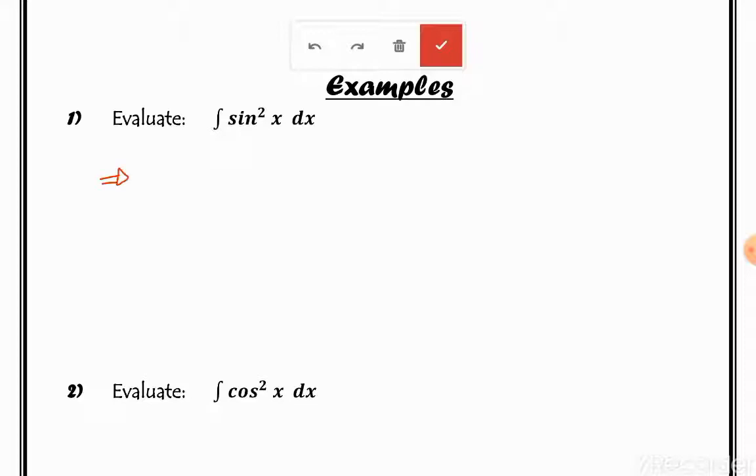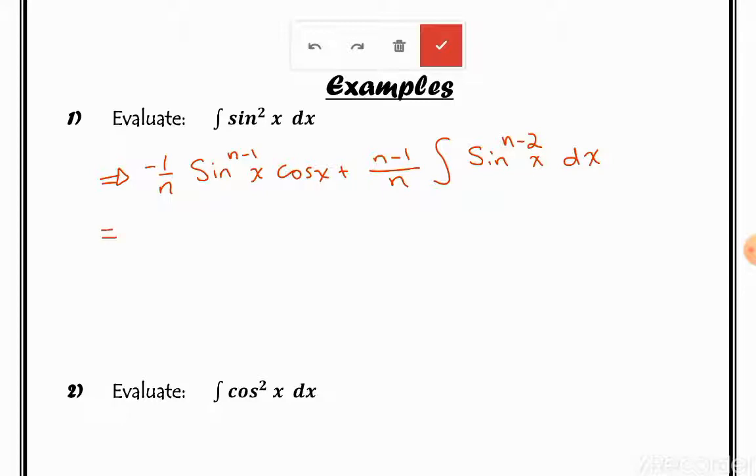I'm going to write the rule again, which is negative 1 over n sine to the power of n minus 1 of x cosine x plus n minus 1 over n, the integral of sine again, but n minus 2 of x dx. So let's solve the question.